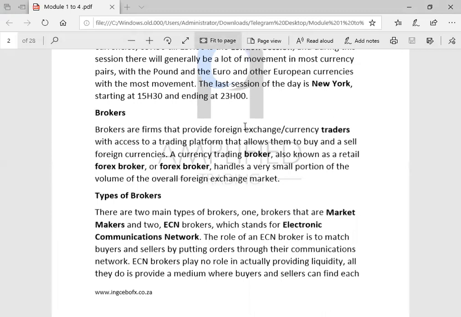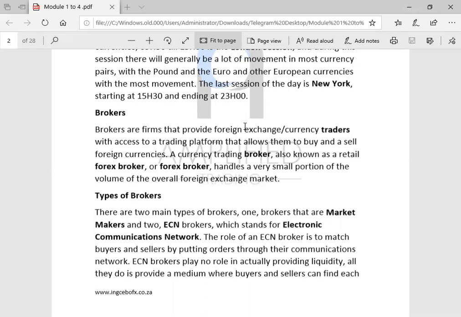Now, brokers are broken up into market maker brokers, or dealing desk brokers, DD, or non-dealing desk, or ECN brokers. ECN stands for Electronic Communication Network, which is a fancy way of saying the broker just takes your order and it is automatically routed through to the live market. So they don't interfere with your trades.